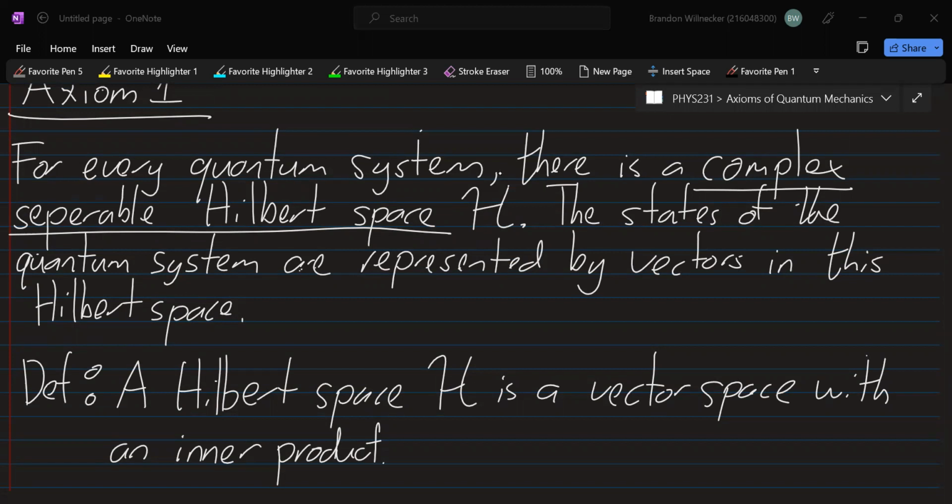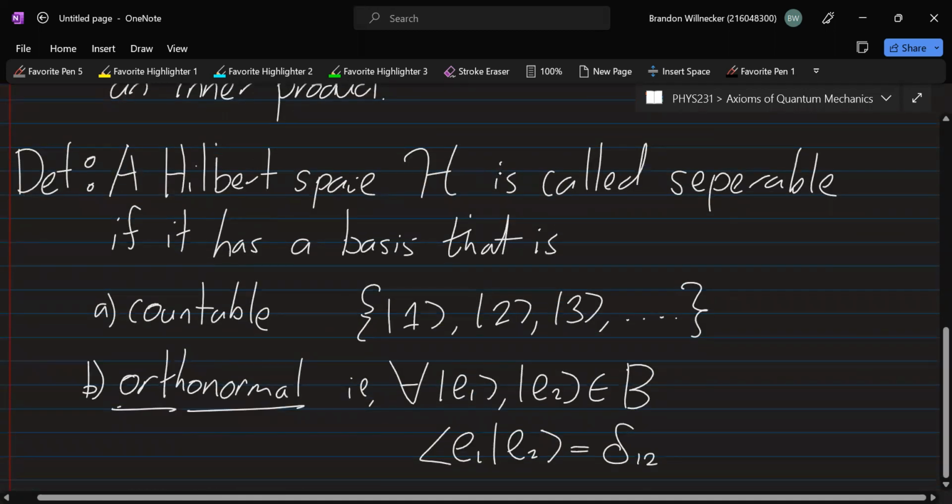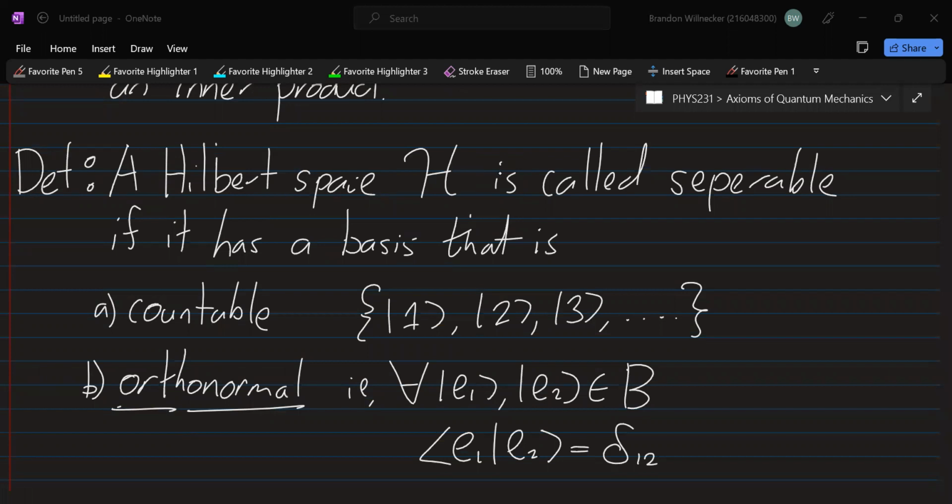Now we know what this complex separable Hilbert space means. Complex: the underlying field is the set of complex numbers. Separable: the Hilbert space is a vector space that has a countable basis, and the basis is orthonormal with respect to the inner product. The inner product on the vector space turns it into a Hilbert space. That is the first axiom on the system and how we describe the system. The second axiom has to do with the observables of the system, so the things that we can measure.